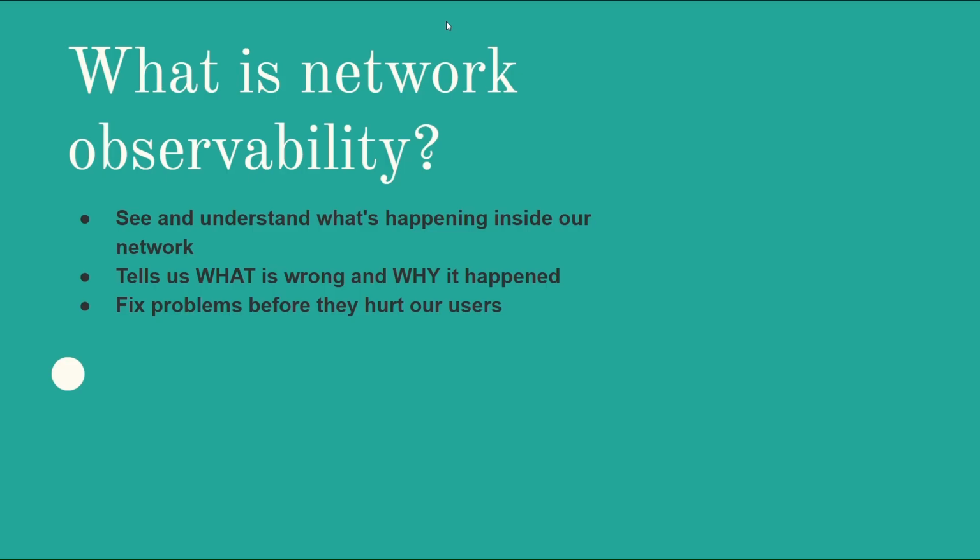So it's like having a doctor who doesn't just find a fever but also finds the reason for the fever. You can consider this as a human analogy to network observability. Observability helps us fix problems before they hurt our users, and our first priority must be our users that are on the other end. We can see everything in our network in real time by network observability.